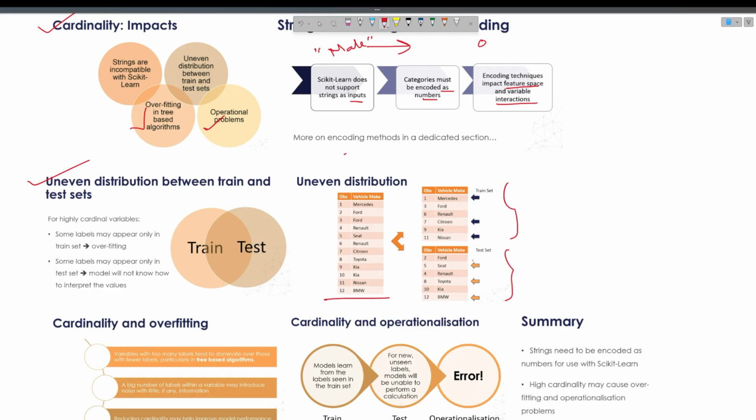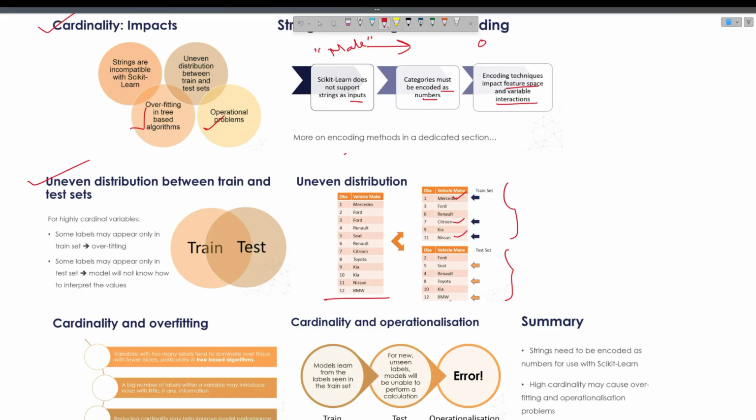But sometimes you may see that there are some common values or whatever it is. You can see uneven distribution between train and test data sets. So here, for example, Mercedes, Ford, Renault, then Citroen, Kia, Nissan. So they are different, right? And you may consider some of them as important, maybe like the Mercedes, Citroen and Nissan, assume that.